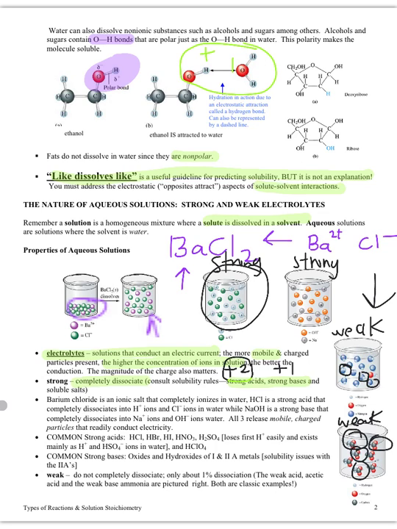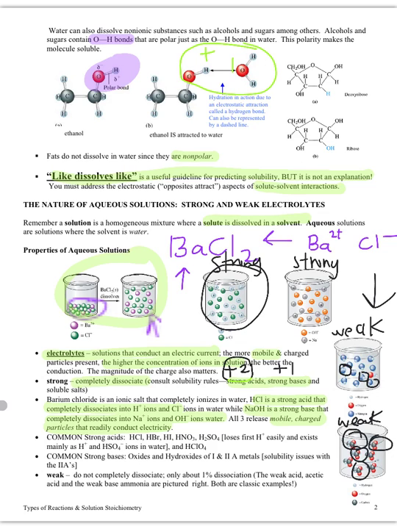So to reiterate, barium chloride, this salt up here in my first set of beakers, is an ionic salt that completely ionizes in water. It forms barium ions and chloride ions in solution. HCl is a strong acid that completely dissociates into hydrogen ions and chloride ions in water, while sodium hydroxide is a strong base that completely dissociates into sodium ions and hydroxide ions. All three release mobile, charged particles that readily conduct electricity.